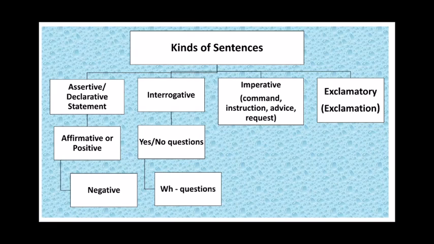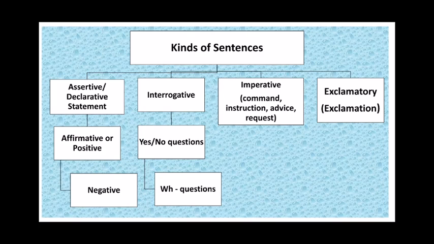So children, a group of words which makes complete sense and expresses a statement, question or command is called a sentence. It has a subject and a verb. It starts with a capital letter and ends with a full stop, question mark or an exclamation mark.